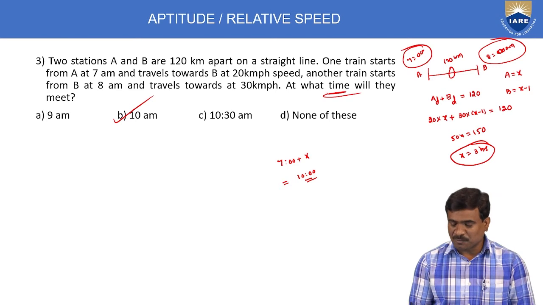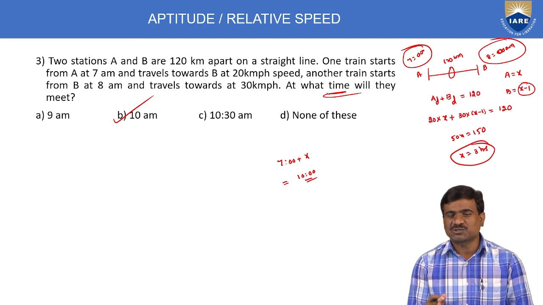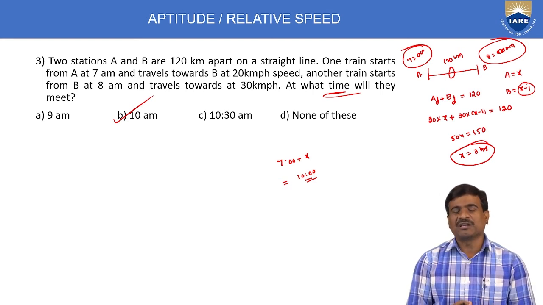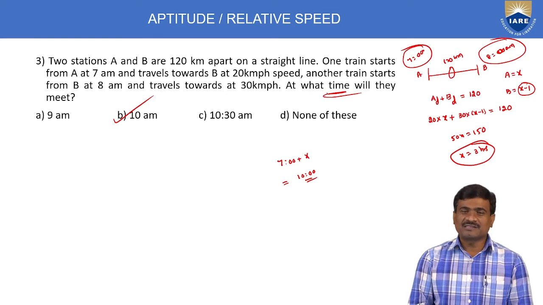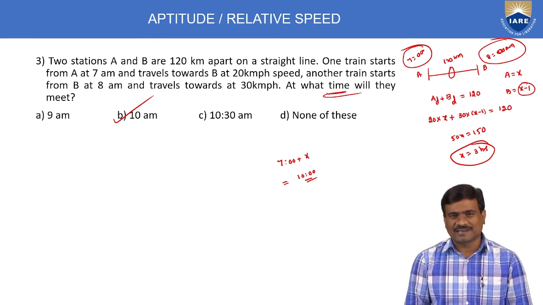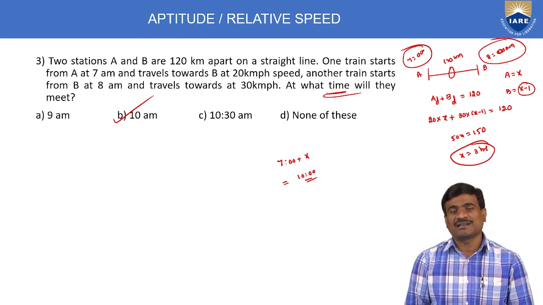Suppose we consider B. The meeting time is X minus 1, so B is 8 o'clock plus X minus 1, where X is equal to 3. 3 minus 1 is 2. 8 plus 2 is 10 am. Option B is also correct. Here the first example is the same direction logic. The second and third examples use the opposite direction method.